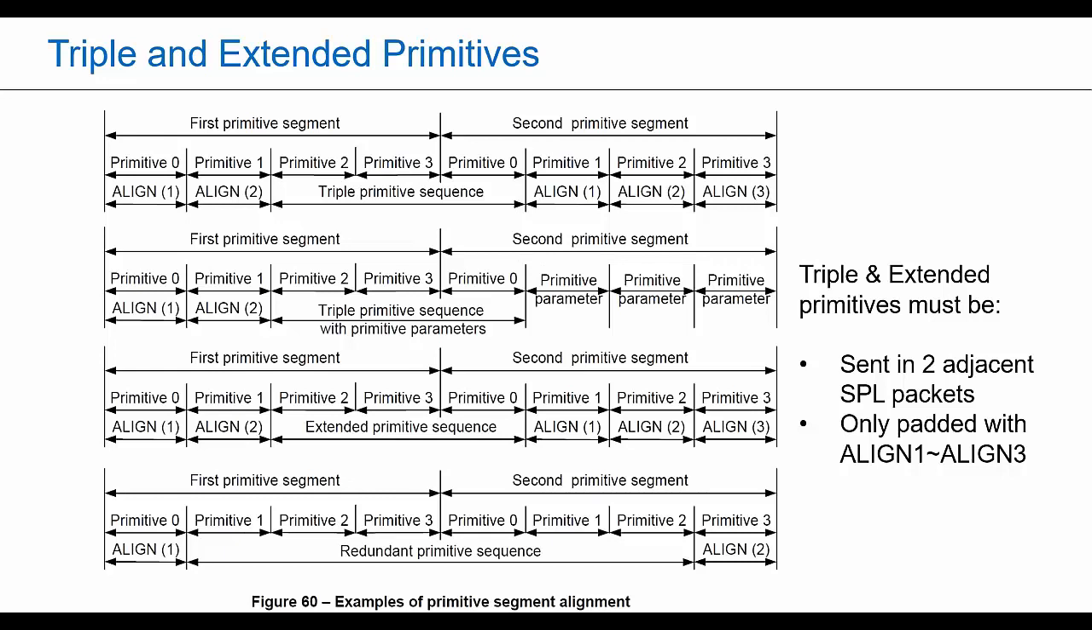Triple primitives and extended primitives need to span 2 SPL segments. This is something that's easy to overlook in the spec, because we did. This is how the spec shows the sequence. So you're looking at 2 SPL packets here, and notice how triple and extended primitives are supposed to overlap over 2 adjacent segments. And only a line 1 through a line 3 should be used to pad these segments. So those are requirements in the SPL4 spec.